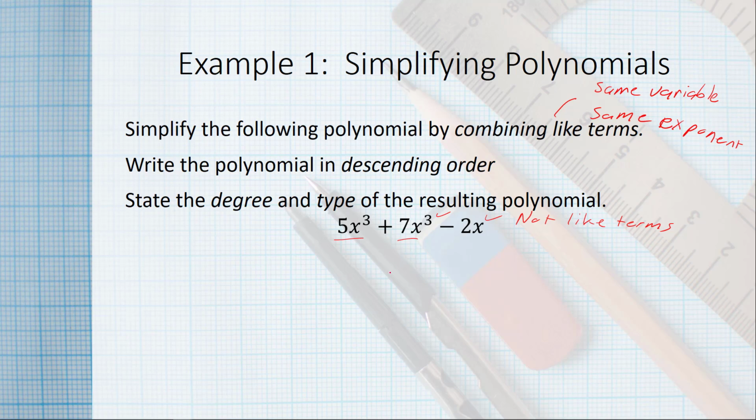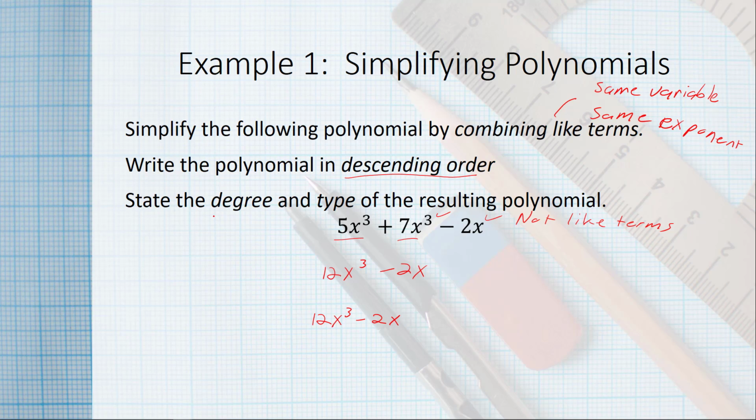As a consequence, they can be combined, and they would be combined to 12x cubed, and then we can bring the negative 2x down. Now keep in mind we have to write the polynomial in decreasing order, so you want to start with the one with the highest degree, and that of course would be the 12x cubed. And then the next term has lower degree, which would be minus 2x, and that would be our simplified polynomial.